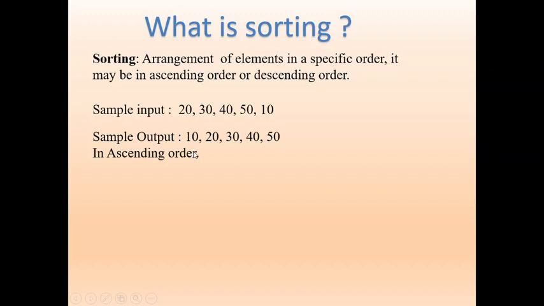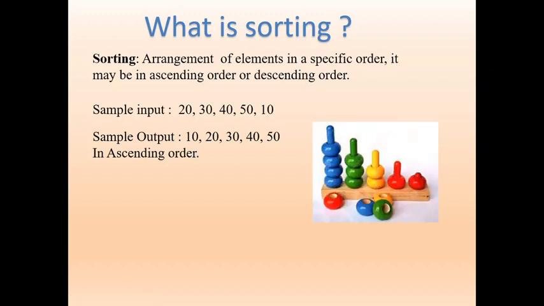Descending order means from largest number to smallest number. You see this diagram. So this is descending order. Blue color beads 4, green color beads 3, yellow color 2, red color 1. So largest number to smallest number. This is called descending order.